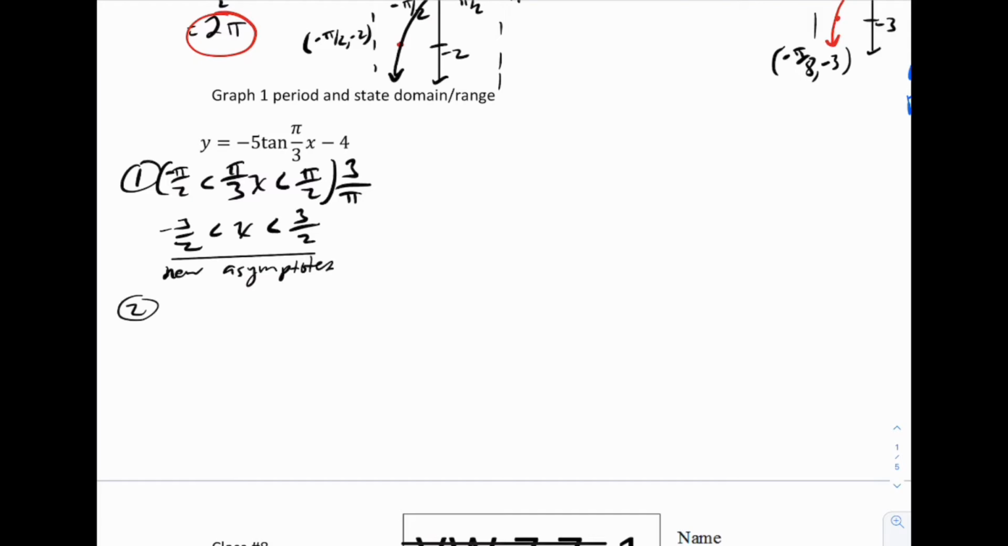Now let's graph it. The relevant information is our a value is 5. The period is going to be 3. And there's actually a midline. There's a midline of negative 4. So this will clearly be a little more complicated. So I still want you to approach it the same way. You're going to start with the asymptotes. So I'm just going to put my asymptotes right there.